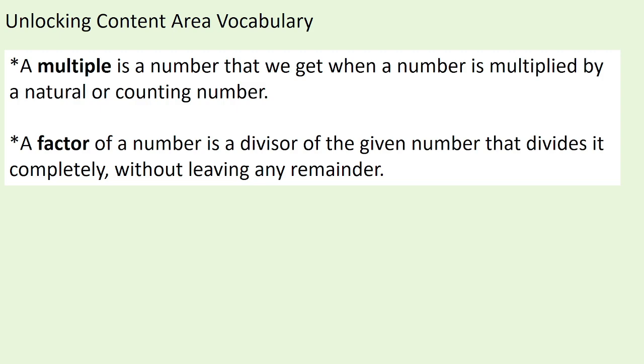A multiple is a number that we get when a number is multiplied by a natural or counting number. A factor of a number is a divisor of the given number that divides it completely without leaving any remainder.